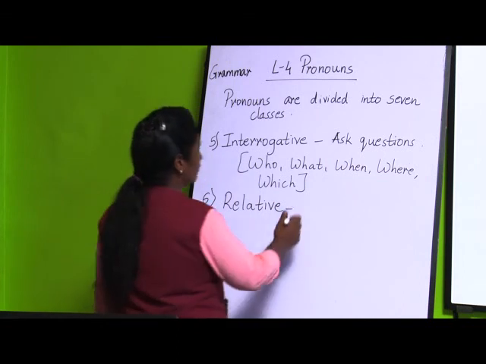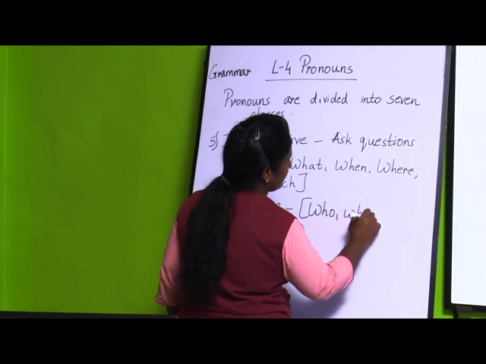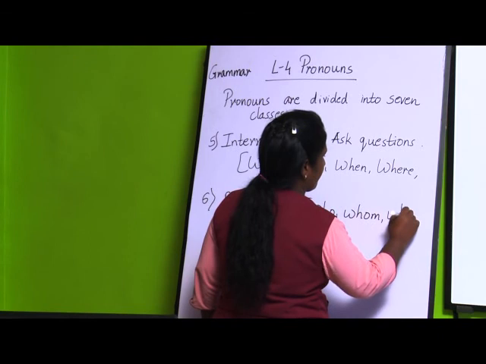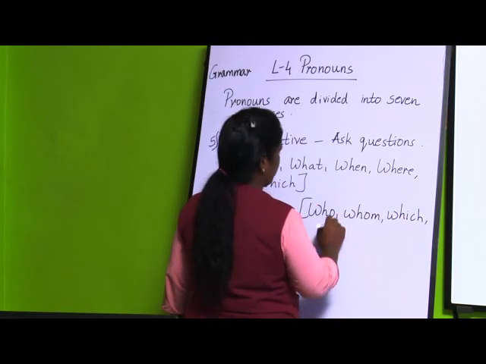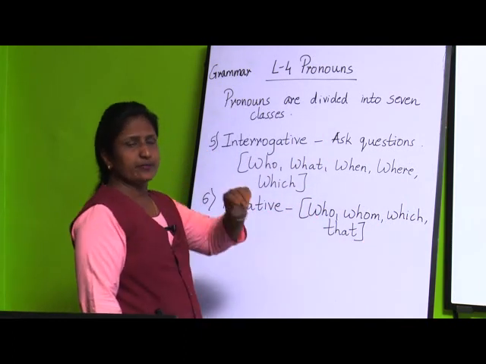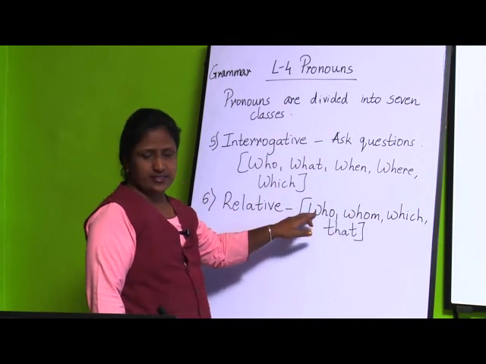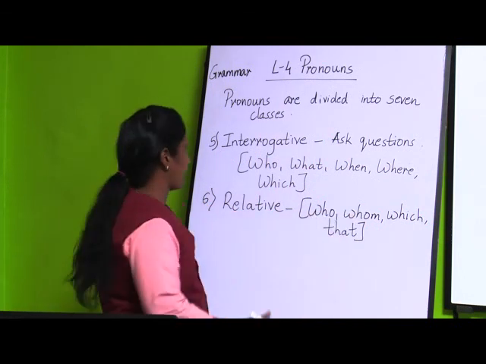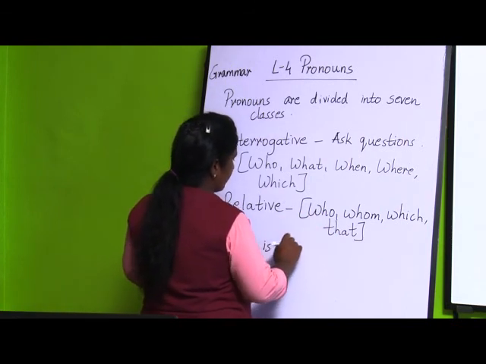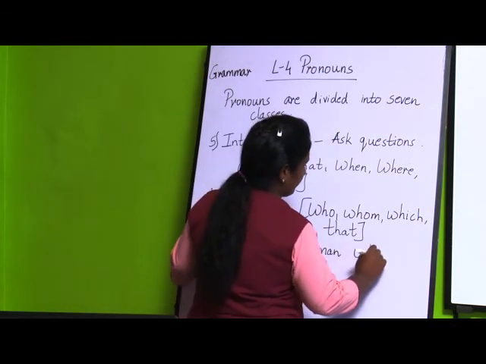Here also we are going to use the words like who, whom, then which, or that. These are the words we are going to use to show the relation between two persons, like who, whom, which and that. For example, if I give this is the man who helped me.